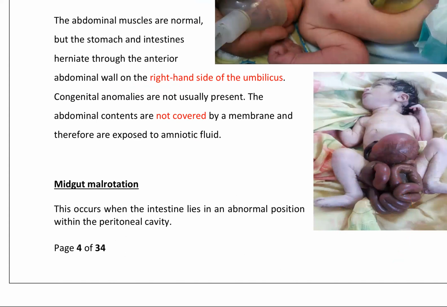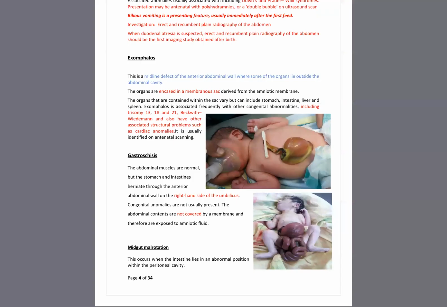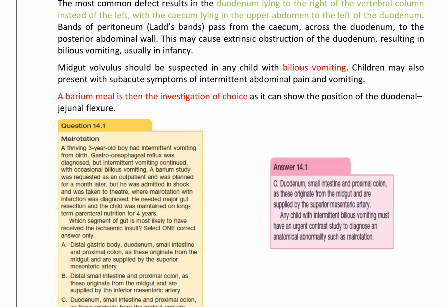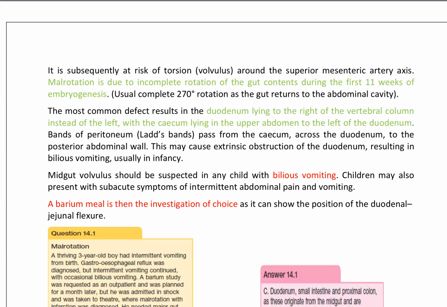So malrotation, how can it present, and what happens in malrotation? Normally a rotation happens in intrauterine life, and it is called a 270-degree rotation. With this rotation, the gut returns to the abdominal cavity. But sometimes during organogenesis, this rotation could be hampered, and this time we call it malrotation.